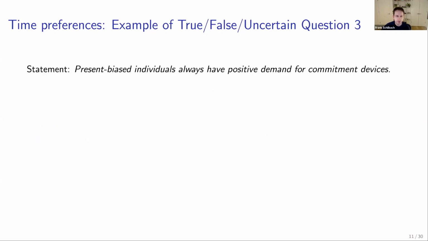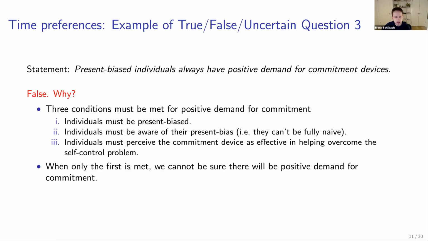Okay, here's example number 3. Present biased individuals always have positive demand for commitment devices. Again, the statement is false. Why is that? You kind of discussed this already in the previous questions, and let me be very explicit. There are 3 conditions that must be met for positive demand for commitment. I discussed this in class.